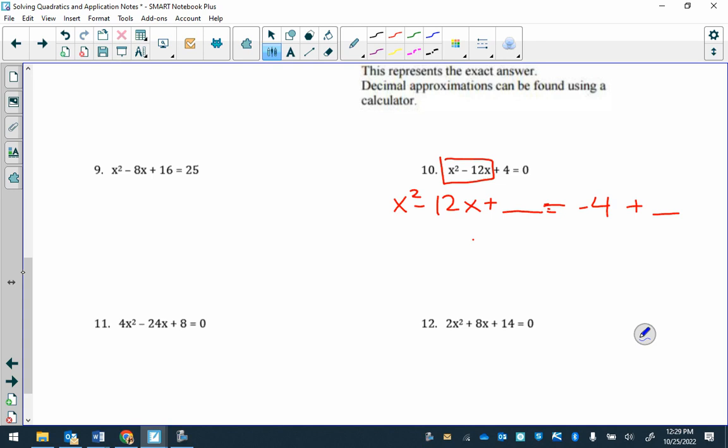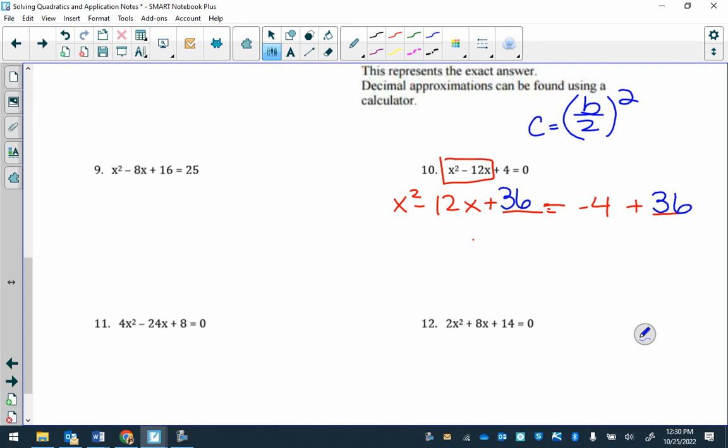Okay, so to find your new c value, it is b over 2 squared. Okay, that's how you complete the square. So, negative 12 divided by 2 is what? Negative 6. Negative 6 squared, 36. So since I'm adding 36 to this side, I'm also adding 36 to the other. Okay. I'll give you guys a minute to process that.